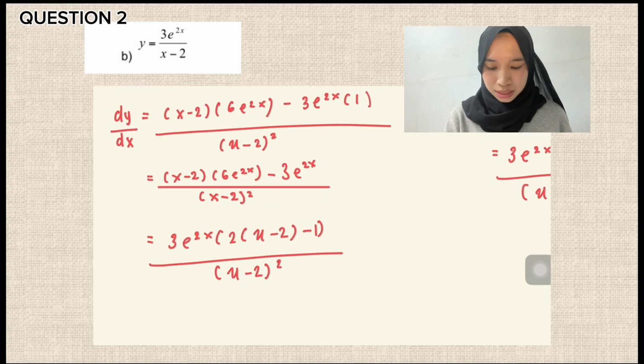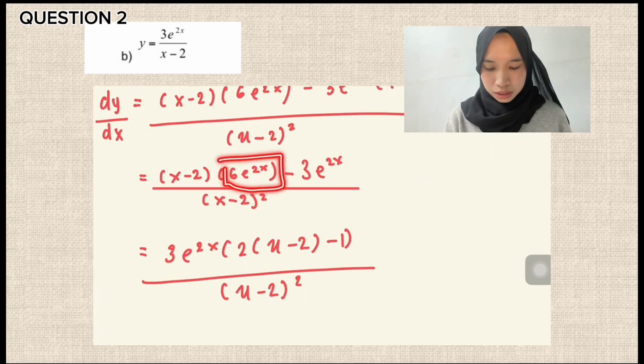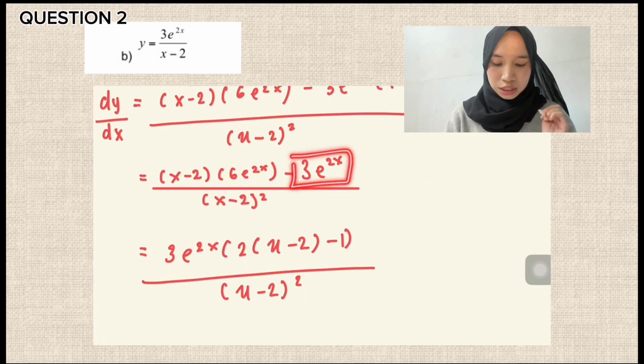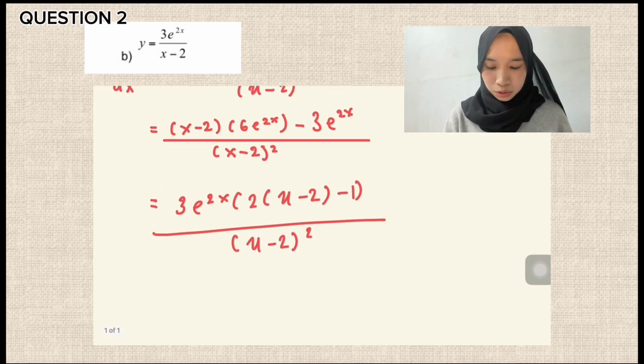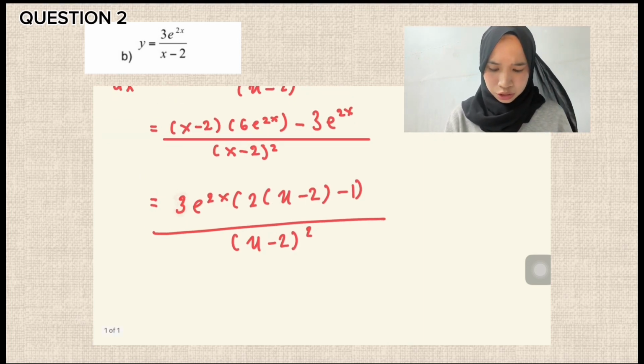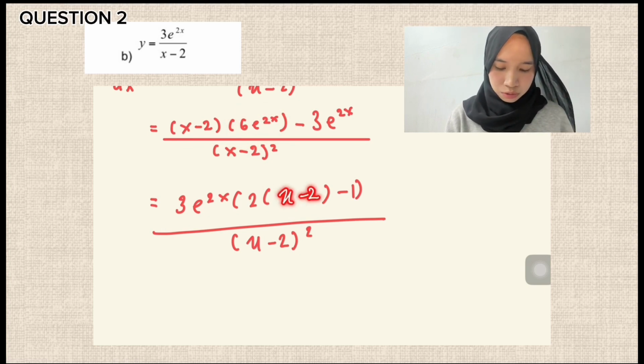As you can see, 6e to x and 3e to x share the same e to x, so we can factorize it. We can factorize it by 3e to x times 2, which if we multiply it, we get 6e to x, and put a bracket x minus 2, and minus 1, which if we multiply it, we get minus 3e to x, same as here.